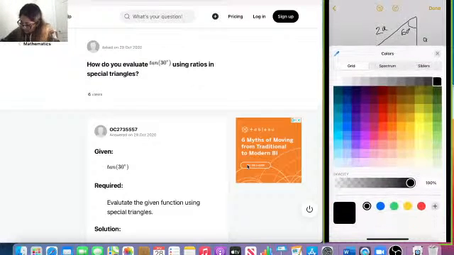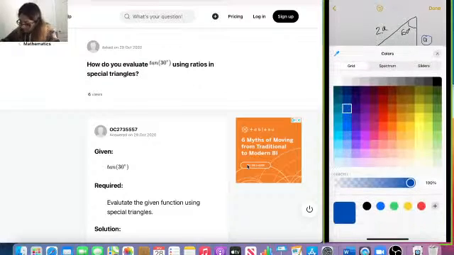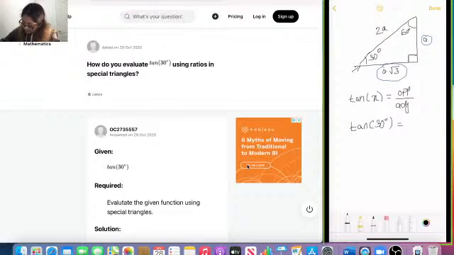I'll just use another color. It would be a and a root 3, right? And so when we write the ratio, it's going to be a over a root 3. a in this case is just a coefficient, so a equals 1 basically, and therefore we have tan 30 is equal to 1 over root 3.